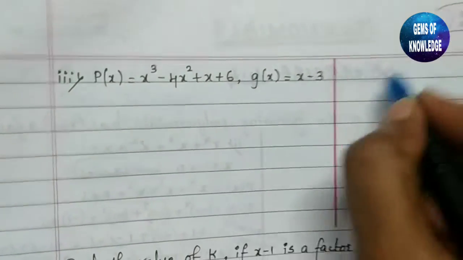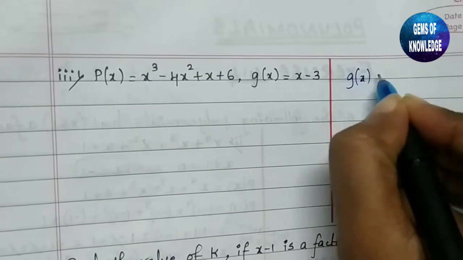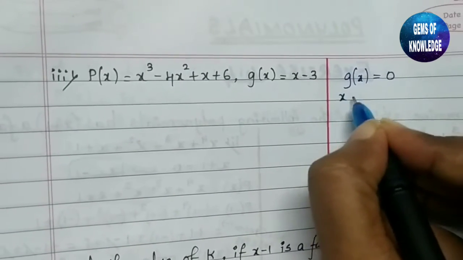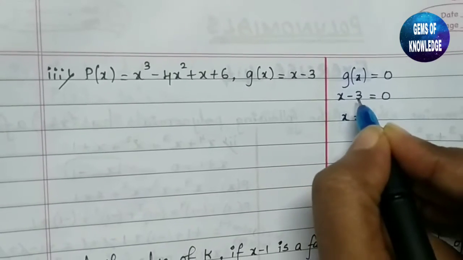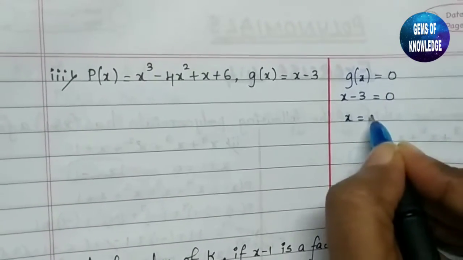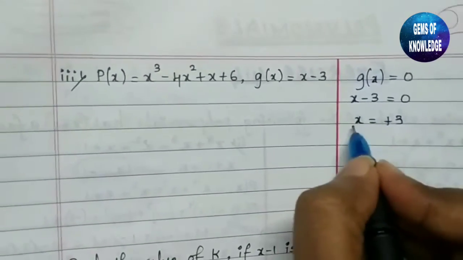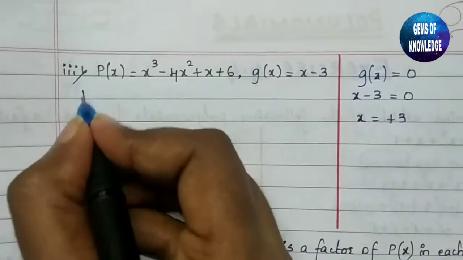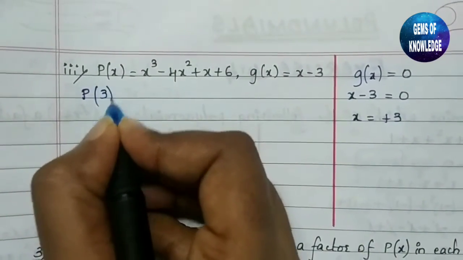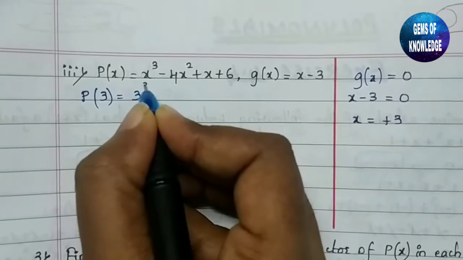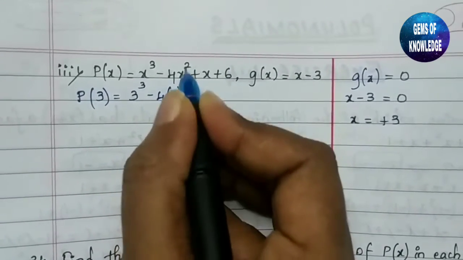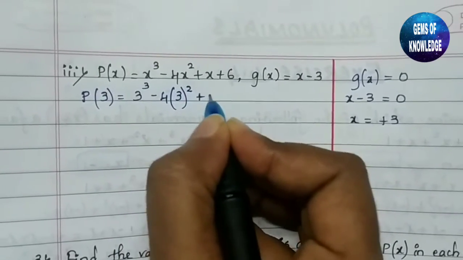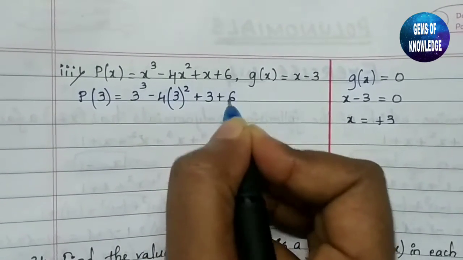Here also the same thing. We need to find out g of x equals 0. So we are getting x minus 3 equals 0. So x is equal to, when you bring this to this side, plus 3. So the value of x is plus 3. So p of 3 is equal to 3 cube minus 4 into, in place of x we are writing 3, squared as it is, plus 3 plus 6.